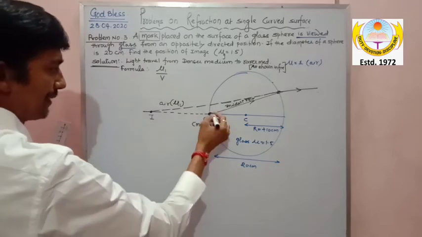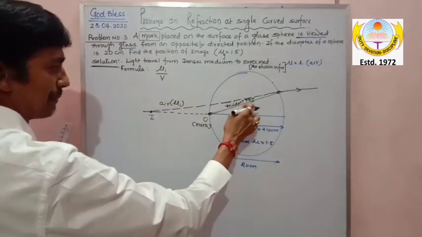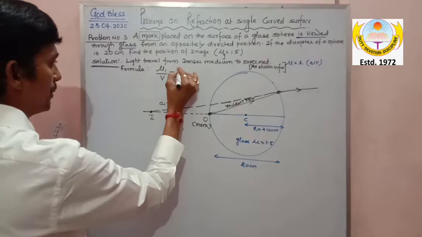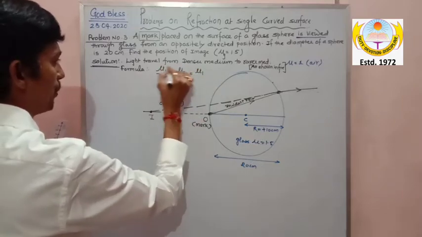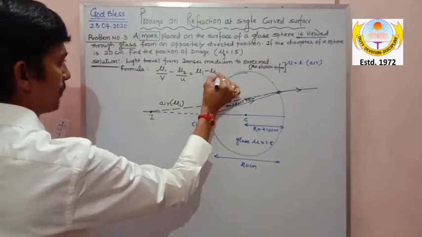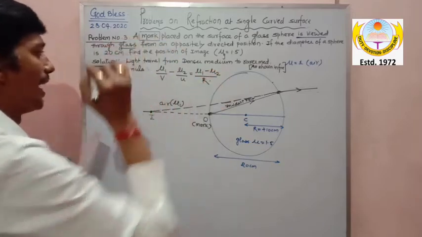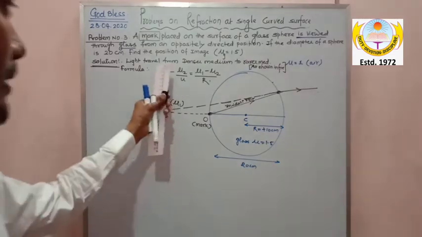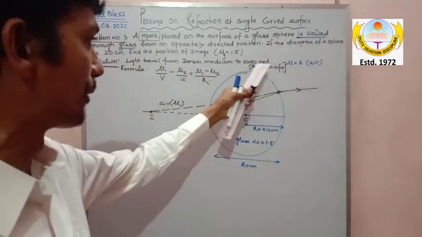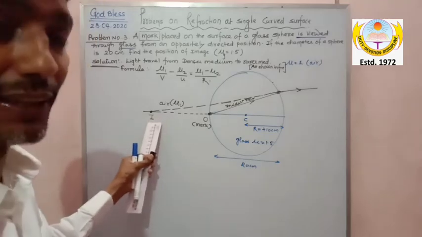And the object, the light from the object is traveling in the denser medium, the incident ray, minus mu2 by u is equal to, the formula will be mu1 and here it is mu2, so it is mu1 minus mu2 divided by r. I hope you all understood the formula application, because the light travels from denser to rarer, the image will form in rarer, that is a virtual image.